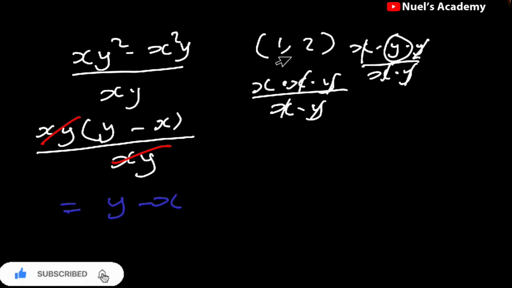We also evaluate it at 1 and 2. Here, x is 1 and y is 2. So y is equals to 2 minus x is 1. 2 minus 1 is equals to 1. Then this is the answer to this question.